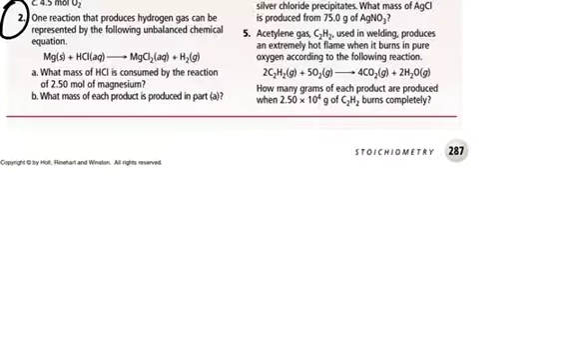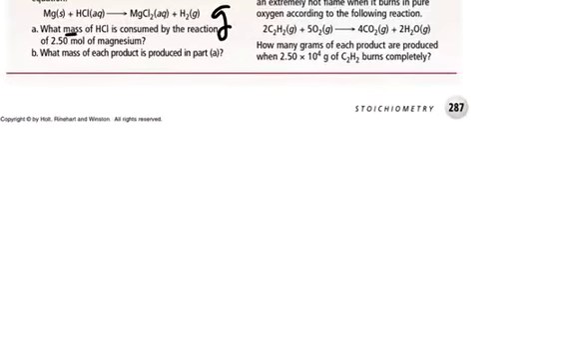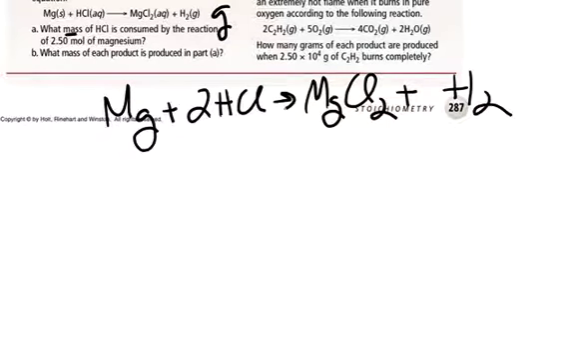Question 2 says, one reaction that produces hydrogen gas can be represented by the following equation. Unbalanced equation, meaning we have to balance it. What is the mass of hydrochloric acid that's consumed? So mass, remember, when they're saying mass, they're asking for grams. So what is the mass that is consumed by the reaction of 2.5 moles of magnesium? Okay, first bit, though, is we have to balance that equation. So I'm going to rewrite it and balance it. Pretty easy equation to balance.